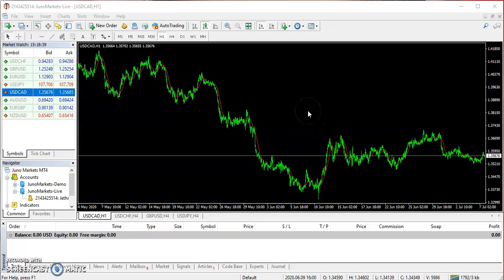Okay, we are now here once again, but today we're going to discuss measuring the waves not by using the rectangle shape, but we're going to use the Fibonacci retracement.